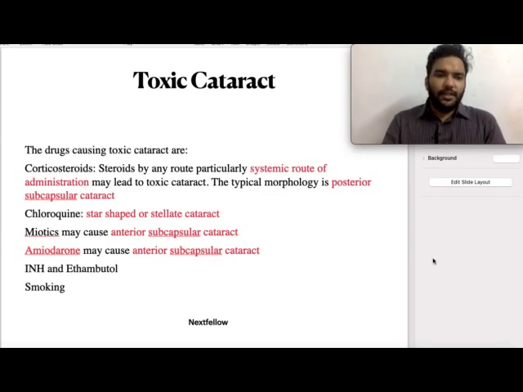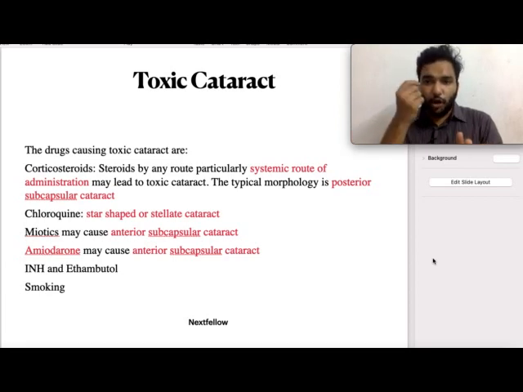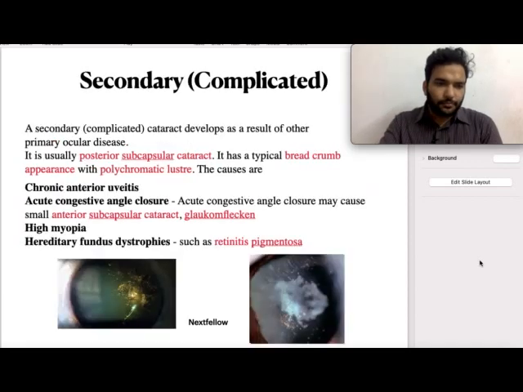Toxic cataract, there are different types of toxicity which can cause cataract, like corticosteroid use, particularly systemic route of administration. Steroids in any form, drops, inhalation, anything can cause cataract, whereas systemic route is more common, and typical morphology is posterior subcapsular cataract. Chloroquine causes star-shaped or stellate cataract. Miotics can cause anterior subcapsular cataract. Maybe the miosis will cause a touch of the capsule on the iris, causing anterior subcapsular cataract. Amiodarone causes anterior subcapsular cataract. A for A, remember that. And then INH, ethambutol, and smoking can cause toxic cataract.